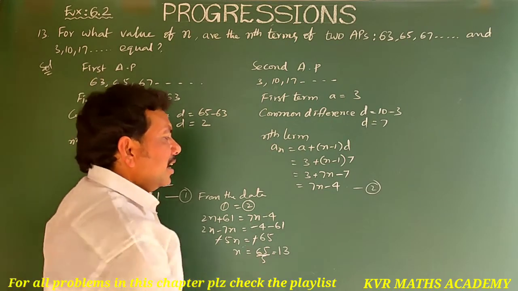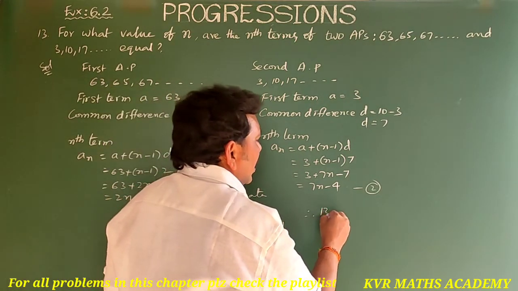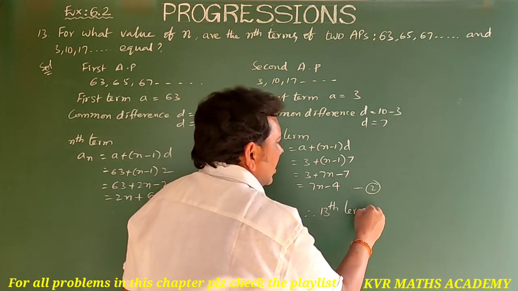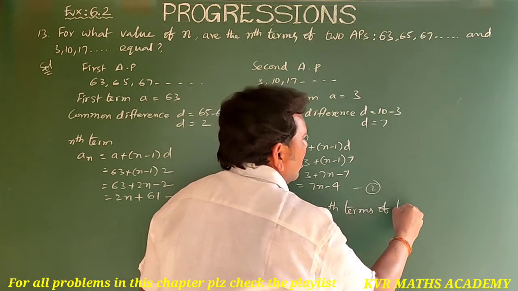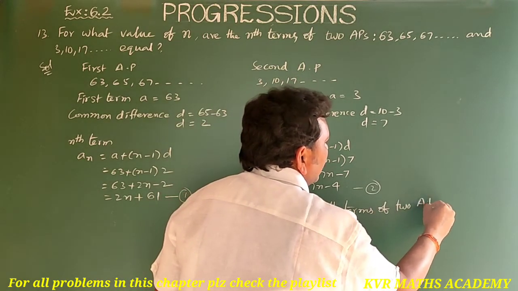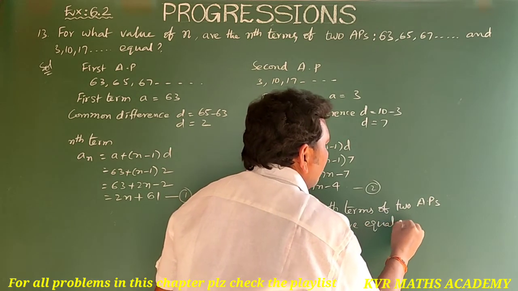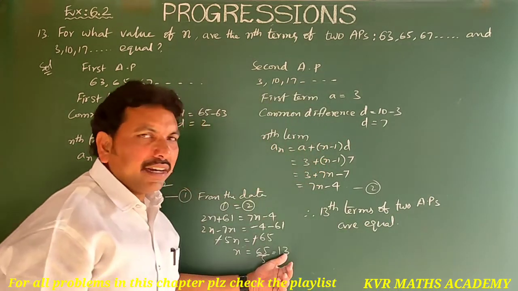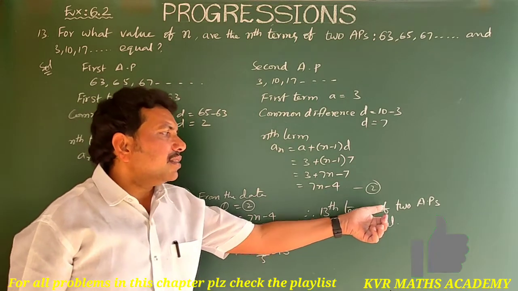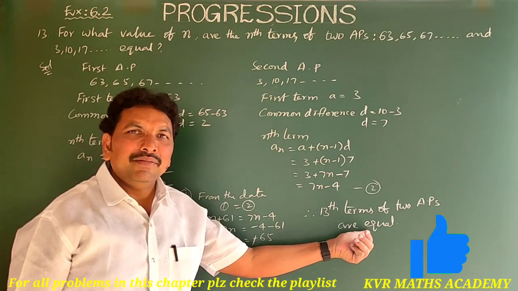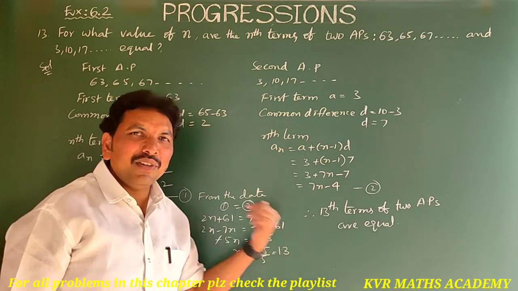Understood clearly? Therefore, write down. Therefore, the 13th terms of the two APs are equal. Why? Because for n we have got 13 only. So that's why the 13th terms of the two APs are equal. Understood clearly? Yes, note it down.